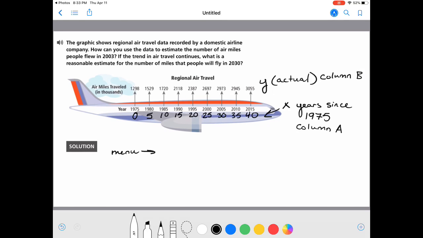Once you have your data entered, you're going to go to Menu, Statistics, then Stat Calculations, then you're going to select Linear Regression, MX plus B. It's important to choose the MX plus B option because that's the format we've been using for our equations, and it's just going to confuse things if you use the A plus BX one.